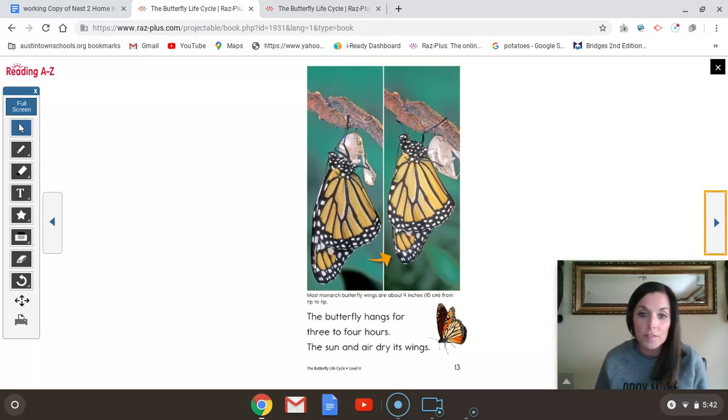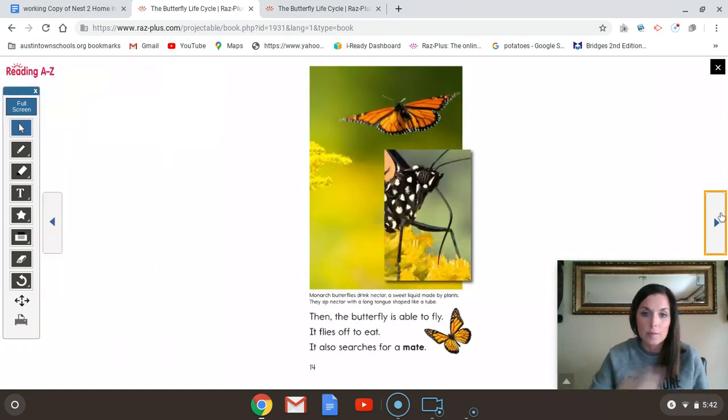Most monarch butterfly wings are about 4 inches from tip to tip. Okay, so it's probably about, where are my hands at? This big. Then the butterfly is able to fly. It flies off to eat. It also searches for a mate, so a partner.